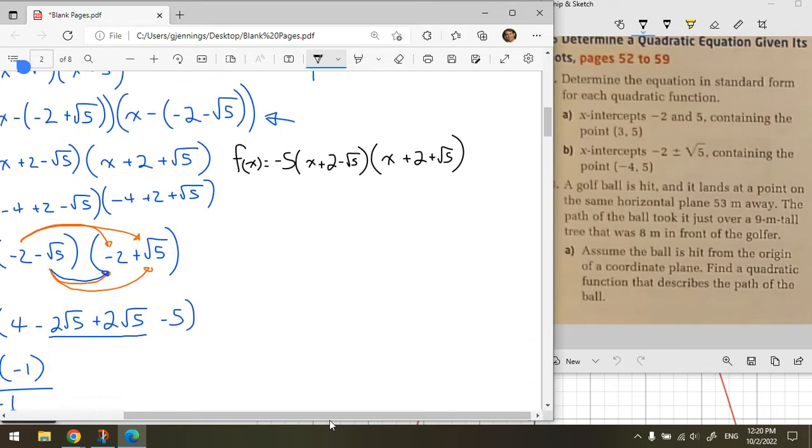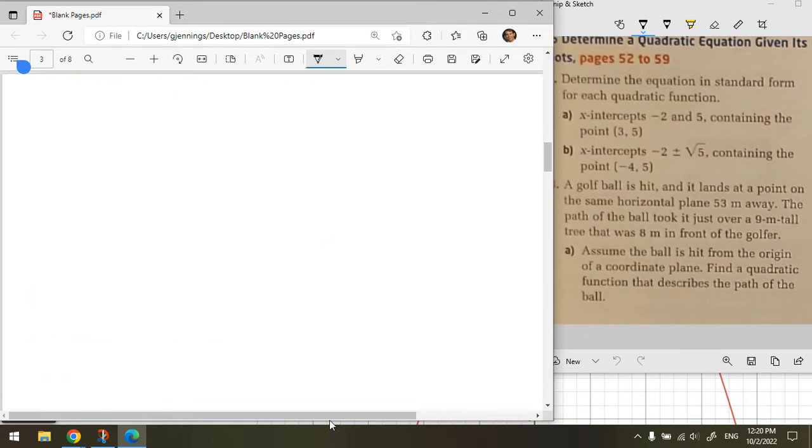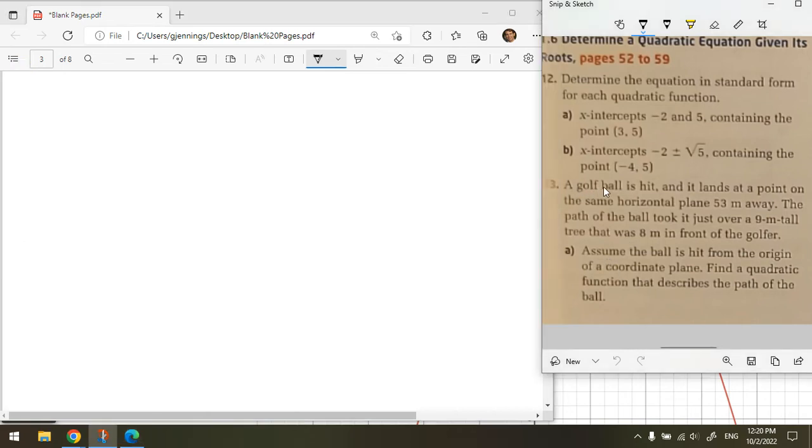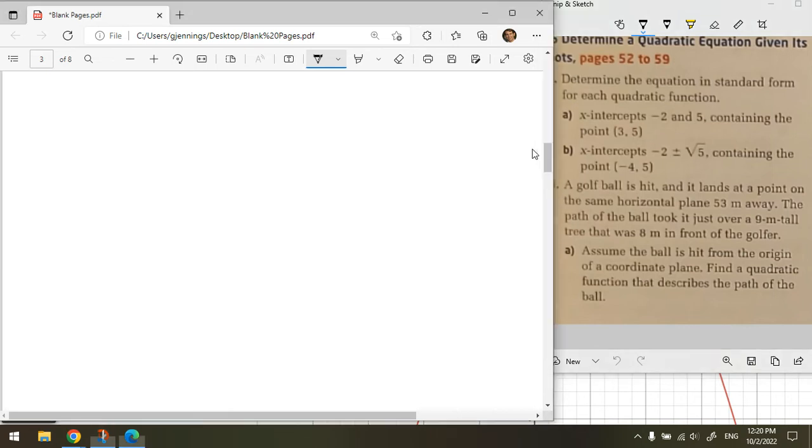That's it. So now, how are we going to apply this to word problem type things? Like over here, where a golf ball is hit and it lands on a point on the same horizontal plane 53 meters away. Mr. Jennings, I'm already lost. Well, don't be lost. Just draw a picture. You've seen golf on TV, so you should be able to draw a picture. When you watch golf on TV, you visualize the XY plane, right? Don't you? No, you don't.